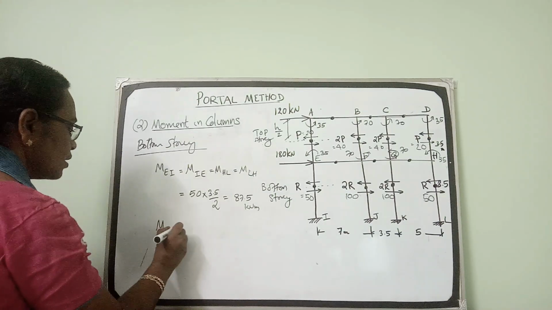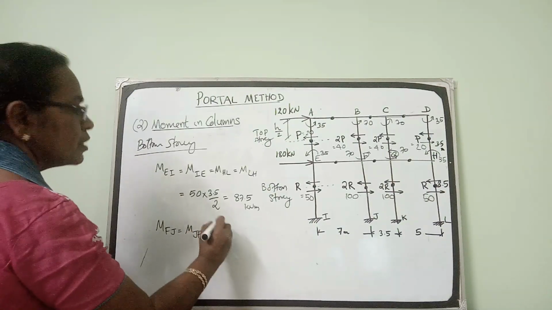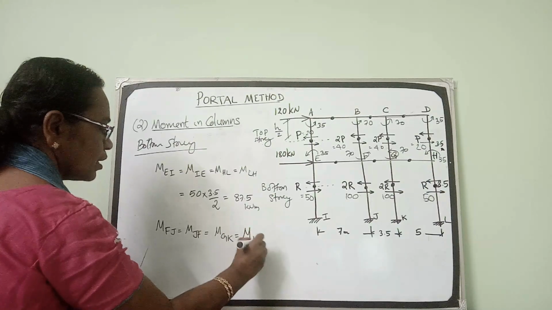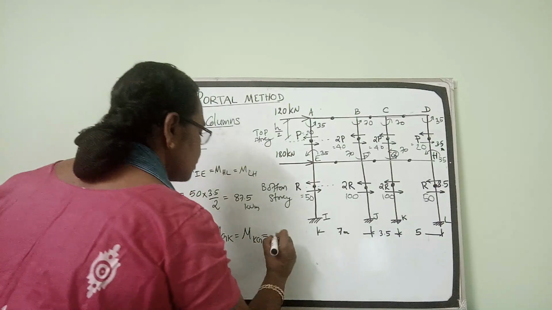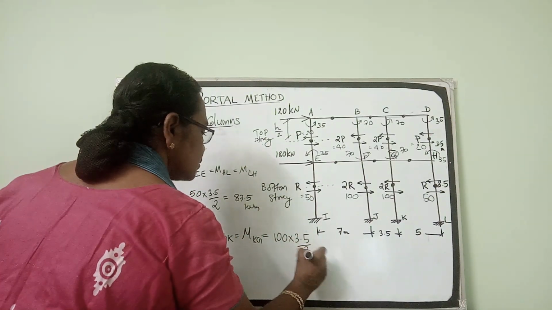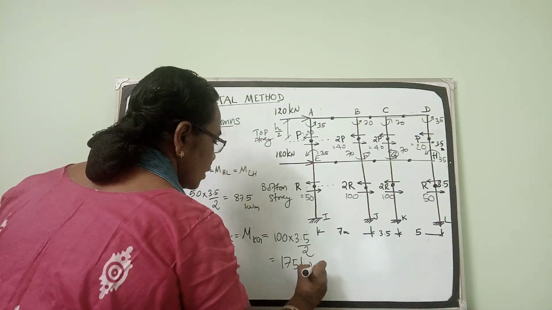Coming to the inner columns, MFJ, MJF, MGK, MKG is equal to the horizontal shear load, 100 into H by 2. It works out to 175 kilonewton meter.